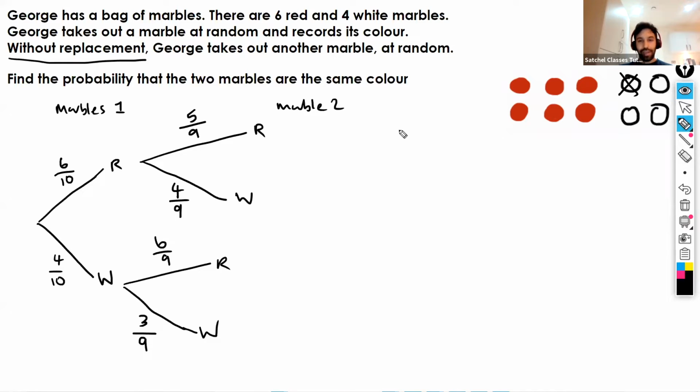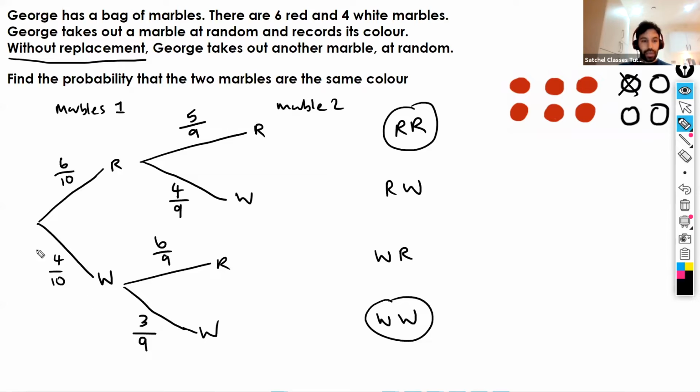So we have red, red. We have red, white. So outcomes, we have white, red. And we have white, white. And the probabilities are the same color. So I want red, red, and white, white. So that's going to be 4 over 10 times 3 over 9. So that's going to be 12 over 90. And the probability of red, red is going to be 30 over 90.